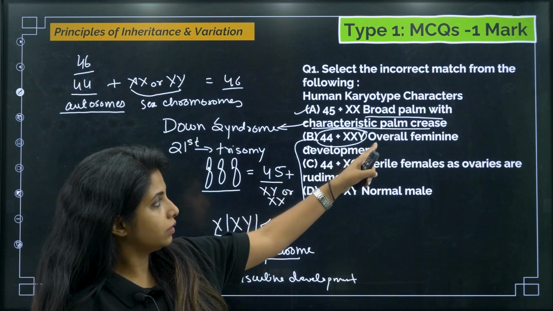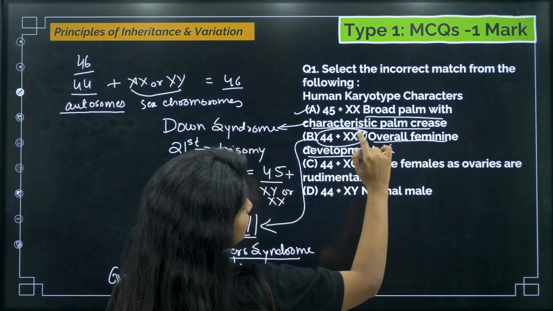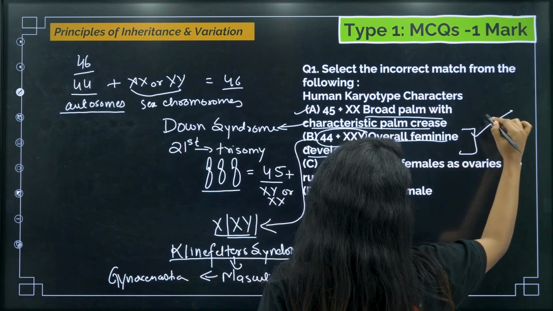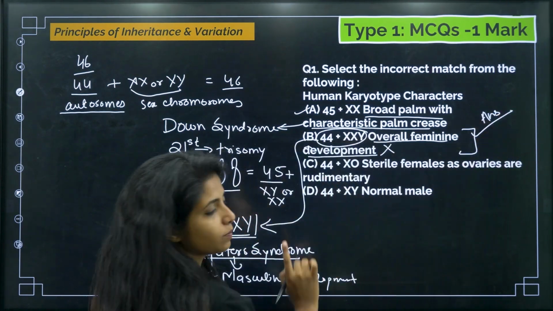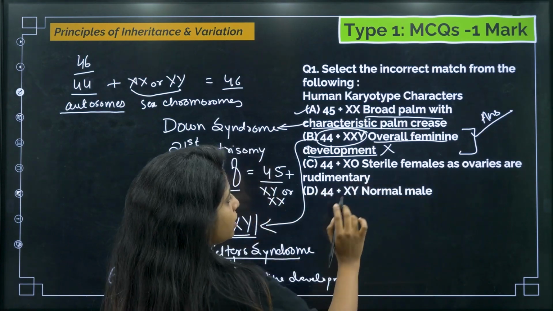So this statement that they have written is wrong. So this is the incorrect match. This is your answer. I'm writing it as the answer, but I have to explain this also. Okay. Next thing is 44XO, sterile females as ovaries are rudimentary.